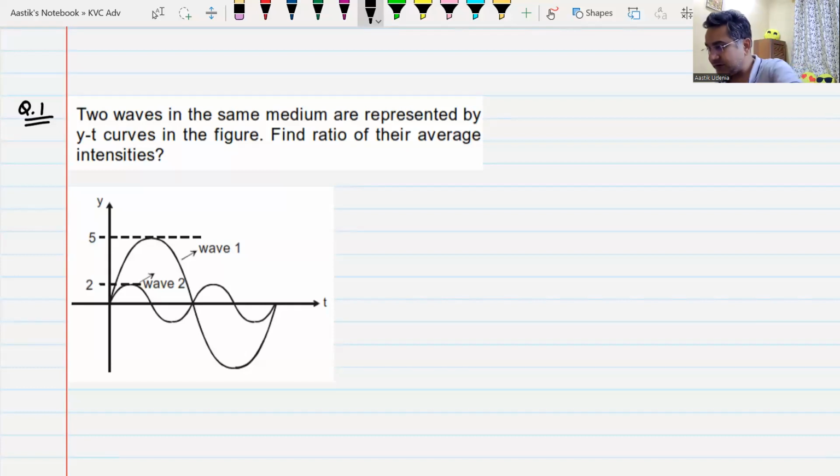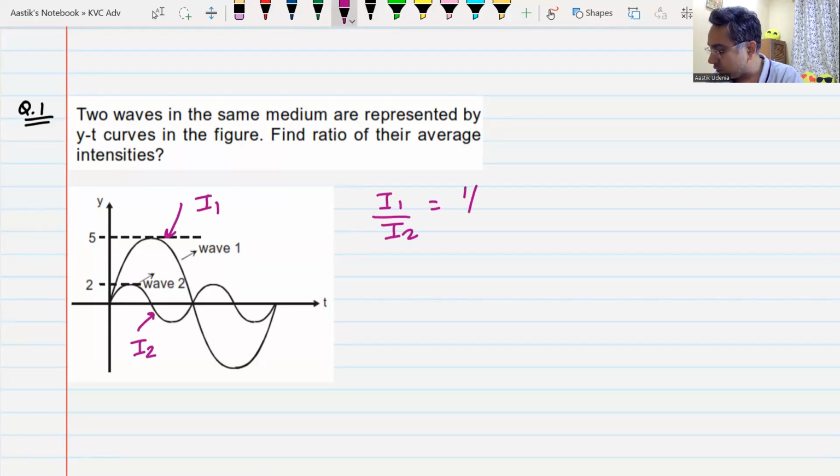25 by 8, sir. I'm afraid that is not the correct answer. How did you get it? Let me call the intensity of this wave I1. No, sir, 25 by 16. Okay, small mistake and you are done. That is correct, 25 by 16. So I have to find the ratio of I1 and I2.